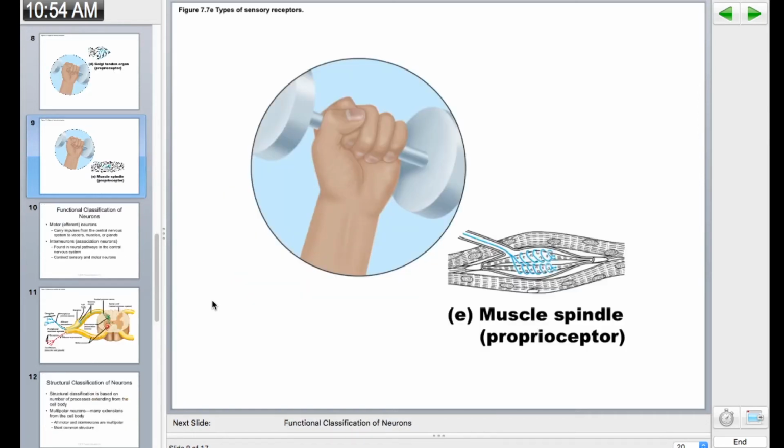And then the muscle spindles also tell you whether your muscle is being stretched. So it's telling you, I've extended my arm, and you know that even though your eyes are shut, due to the muscle spindles and the Golgi tendon organs.